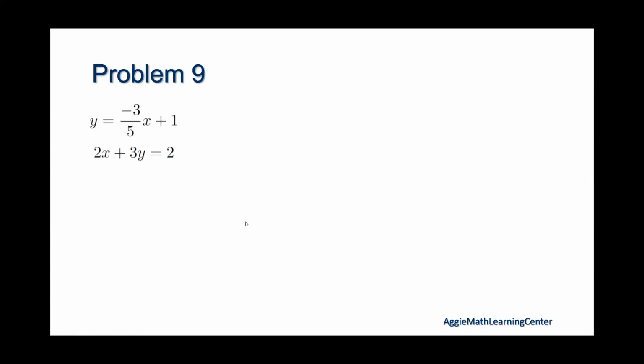This problem is a great example of when we could use substitution, because right away we see they've given us y in terms of x. So it's very easy for us to directly substitute this into the second equation. We take all instances of y and replace it with negative 3/5 x plus 1. I'll give you a couple minutes to work through that.